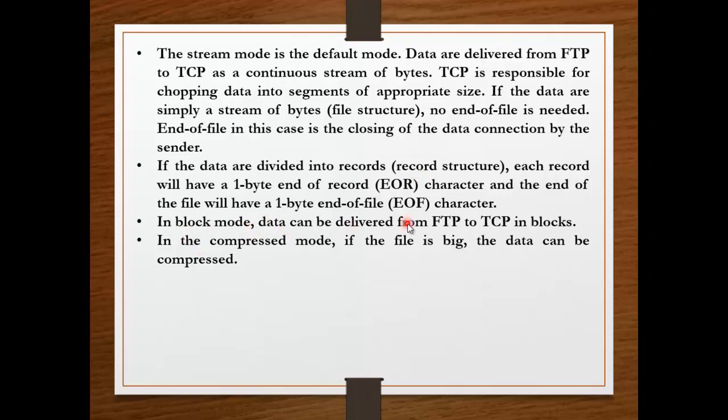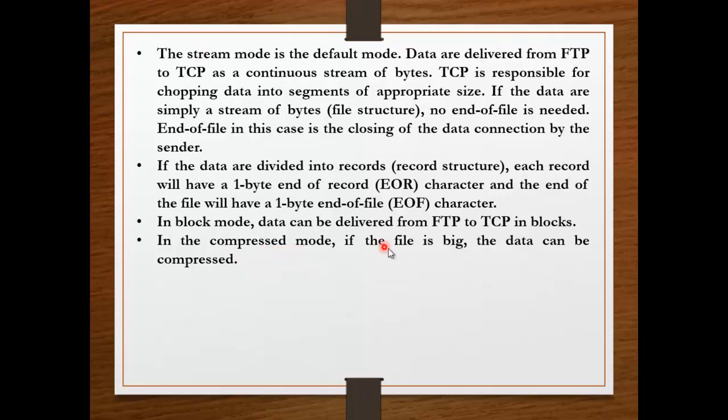Okay, so the other mode is block mode. Block mode delivers from FTP to TCP in blocks. That is, it is not a continuous stream of bytes. It is a group of bytes that will be coming, and after some time the next group of bytes will be coming. That is block mode. This mode will not be used in most of the cases in the TCP protocol suite. We are not using this block mode. By default, we are using the stream mode only, and also we will be using the compressed mode.